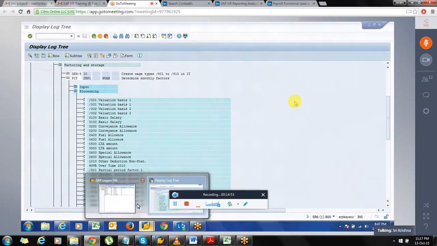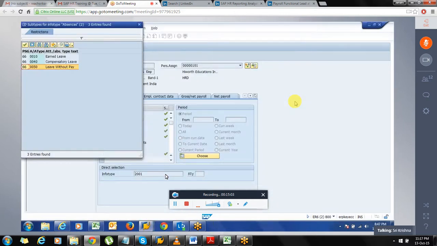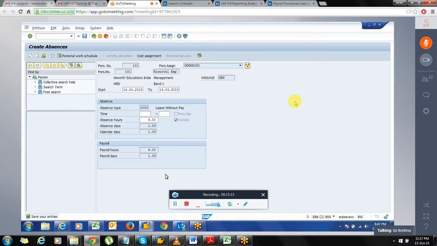Because we are taking loss of pay on the 14th, it will fall under the second split, right? If we put it in the second split, here I have to put 1 day loss of pay, right? So if you put that, the rate should become this much, and this amount will become 27,200.